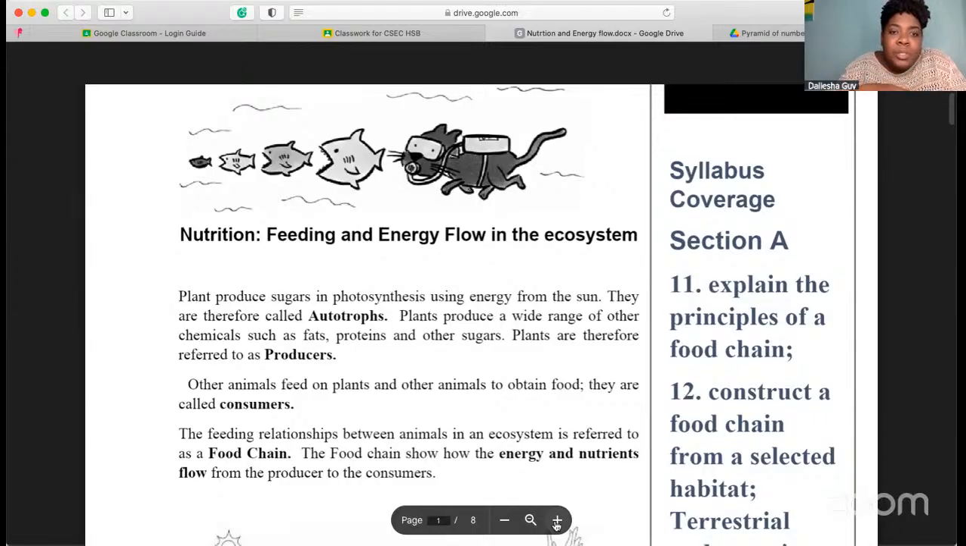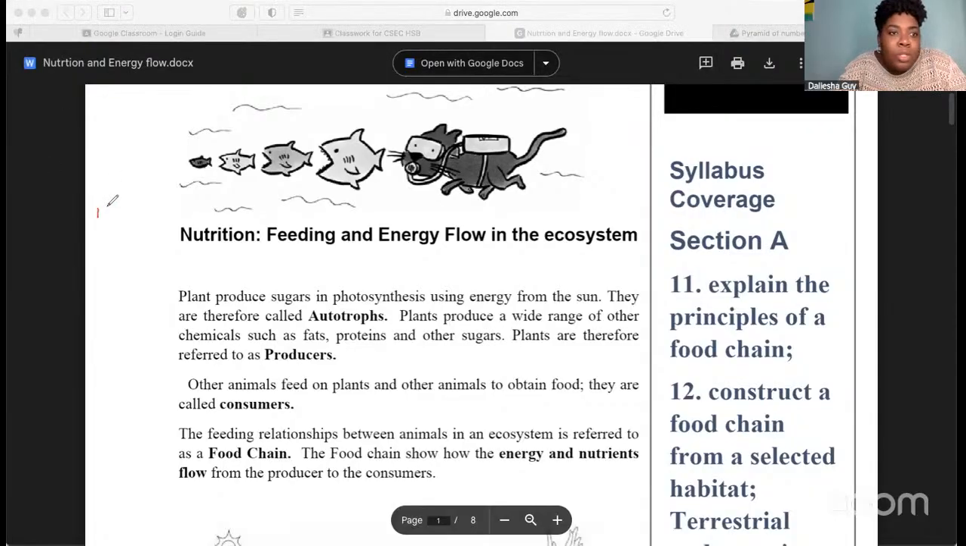These producers are also called autotrophs. Now, the word auto means self. For example, an automatic door at the mall opens for itself. The word auto means self. So autotrophs actually means self-feeders. Of course, I'm spelling self incorrectly. Okay, so self-feeders.